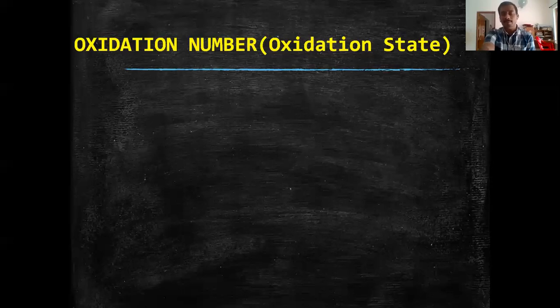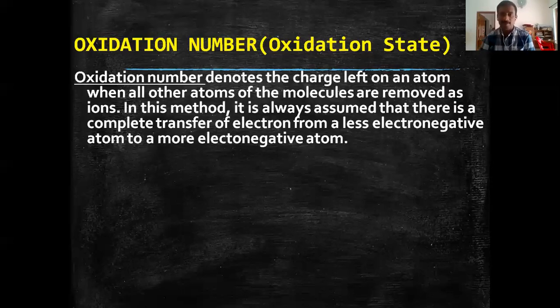So what is oxidation number? Oxidation number denotes the charge left on an atom when all other atoms of the molecule are removed as ions. Complete transfer of electron is assumed. In this method, it is always assumed that there is a complete transfer of electron from a less electronegative atom to a more electronegative atom. Assigning oxidation number is very important, and you have to practice it very well. Otherwise, you cannot balance redox reactions.